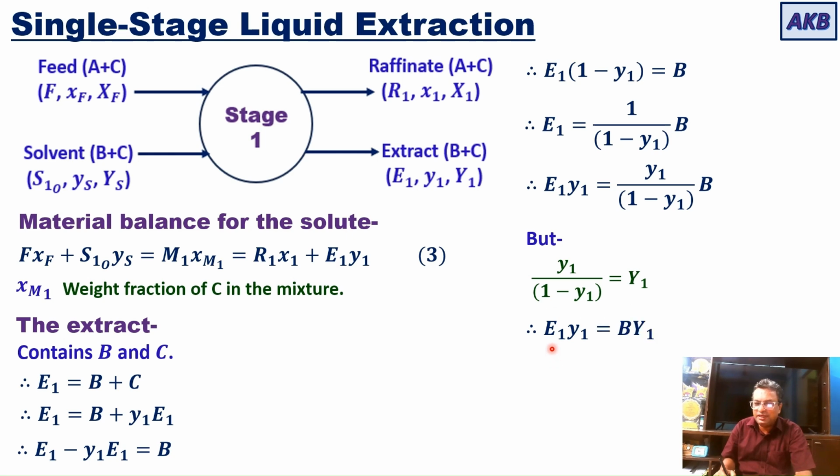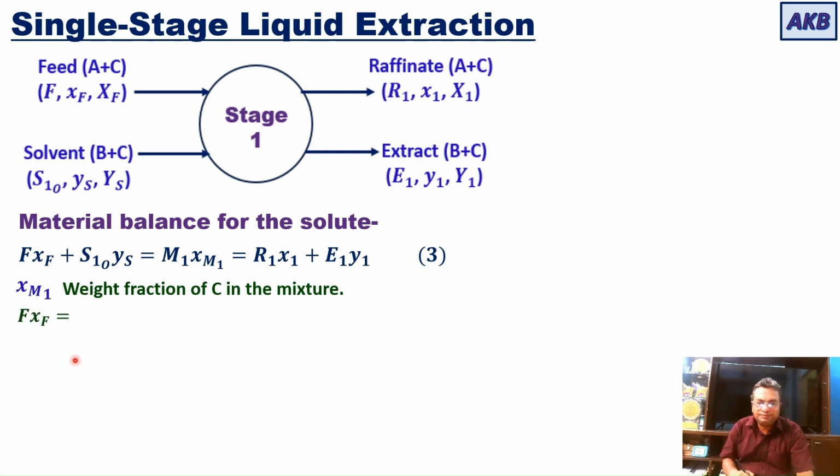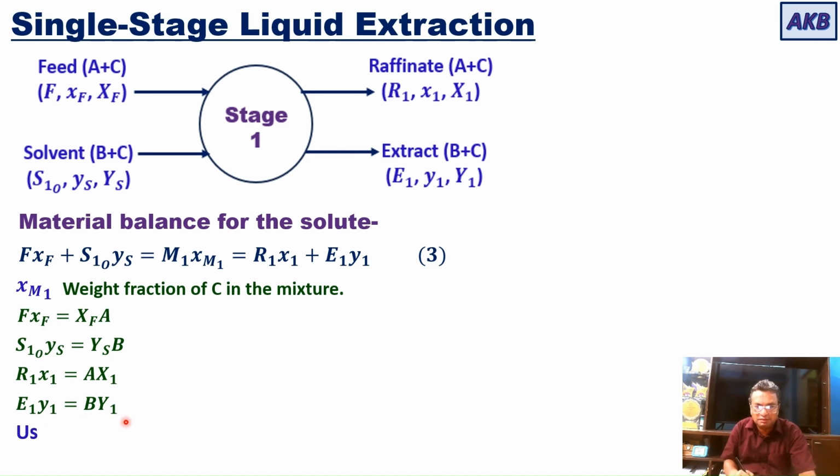So it will be E1 Y1 equal to B into capital Y1. That is, the term E1 Y1 in this equation can be replaced with B into capital Y1. So in this way, we have got a replacement for each term in equation number 3. F into small xf can be replaced with capital Xf into A. Then S10 into small ys, we are going to replace with capital Ys into B. Then R1 into small x1, we are going to replace with A into capital X1. E1 into Y1, we are going to replace with B into capital Y1.